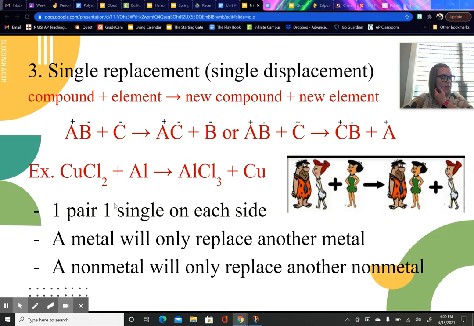Here's what's important. We have to have a pair with a single element on each side of the equation. So it can't be a replacement reaction unless there's a plus sign on both sides. And you're going to have a single element on both sides. It'll just be a different one. So you'll have compound element, compound element. Now, B could actually be before AC. It could be AB plus C yields B plus AC. That part doesn't matter, which side of the plus sign they're on. It just matters where they take the place in the compound. So a metal only replaces another metal, and a nonmetal will only replace another nonmetal.